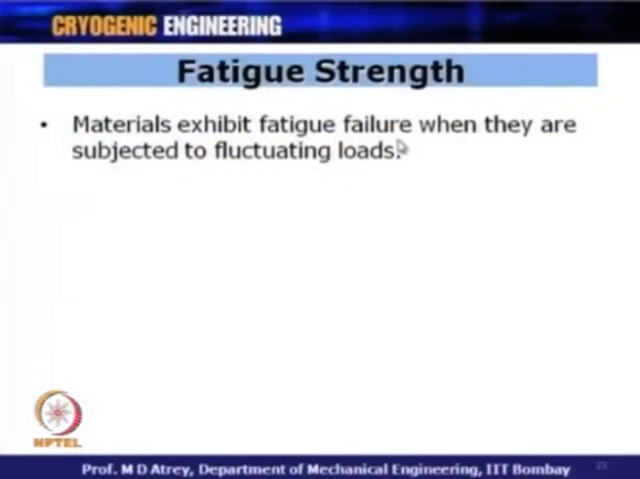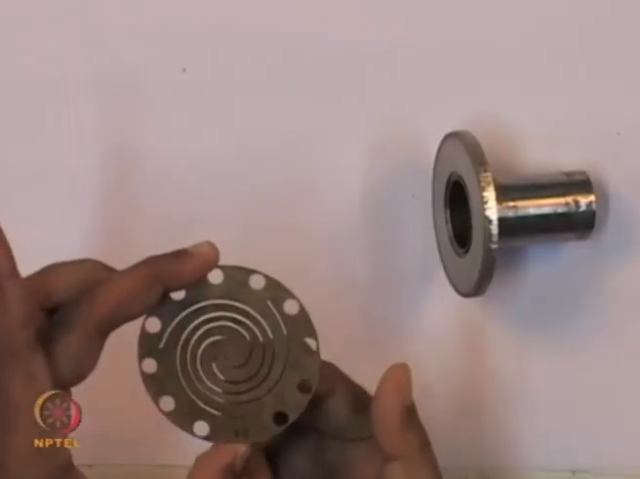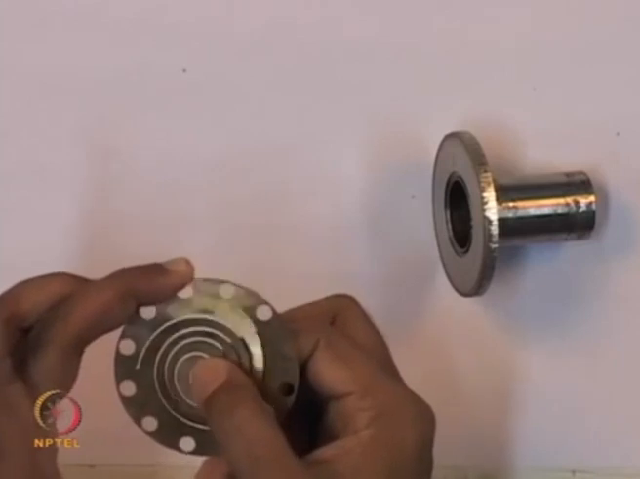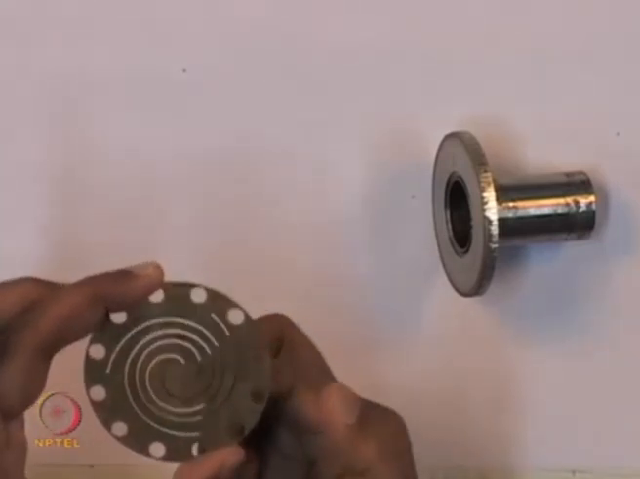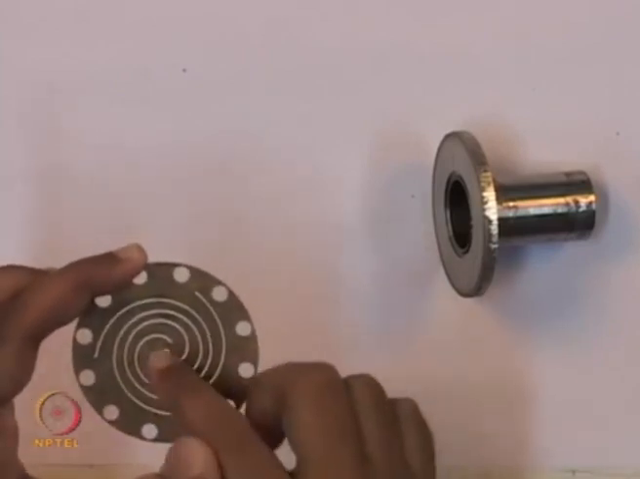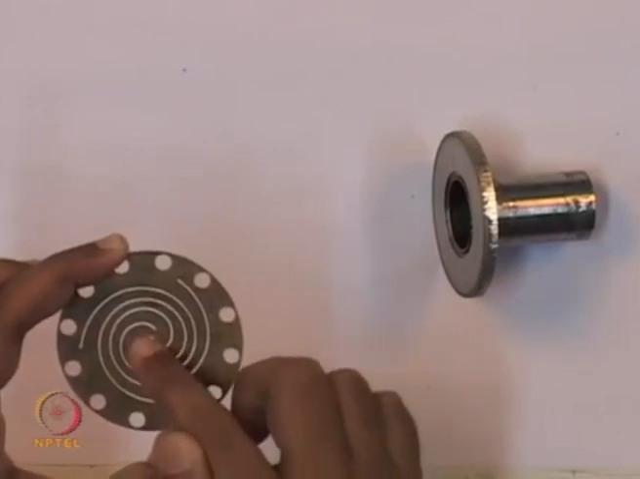So, till now we studied the yield strength and ultimate tensile strength variations at low temperature. In cryogenics, we also have to study fatigue strength. What is fatigue strength? The material exhibits fatigue failure when it is subjected to fluctuating loads. For example, I have a small sample here, a small bearing through which the piston goes. The piston has an oscillating motion up and down, and this is called a flexure bearing. This bearing goes up and down, and therefore it will be subjected to fatigue failure. If at all it fails, it will fail by fatigue.